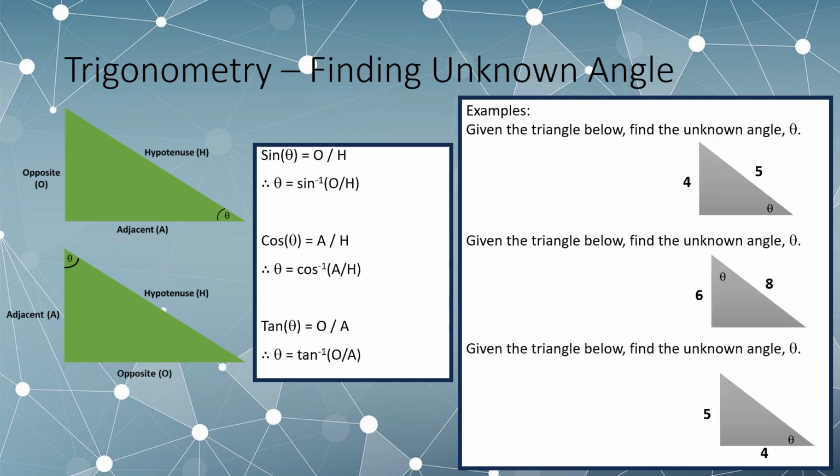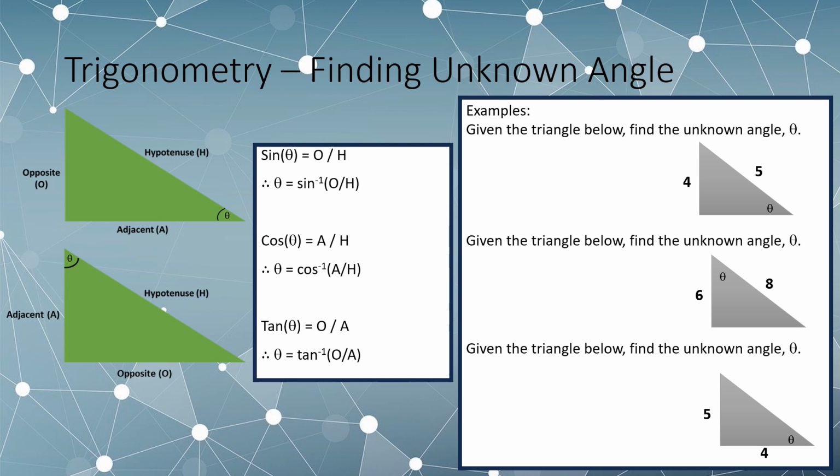Given the triangle below, find the unknown angle theta. So if we look at our triangle, once more, you start by looking for the sides you have present. Seeing we have our hypotenuse, we know it's going to be sine or cos. So then we look for either the opposite or the adjacent. In this example, we are given the opposite.